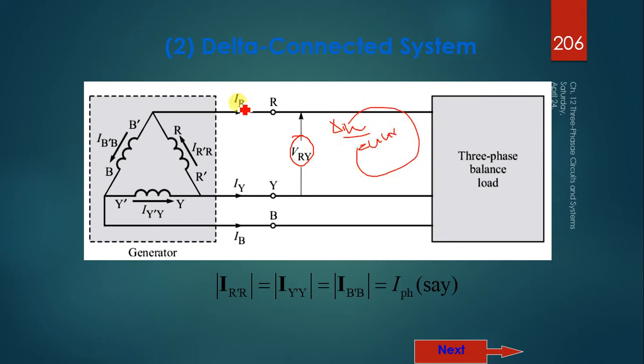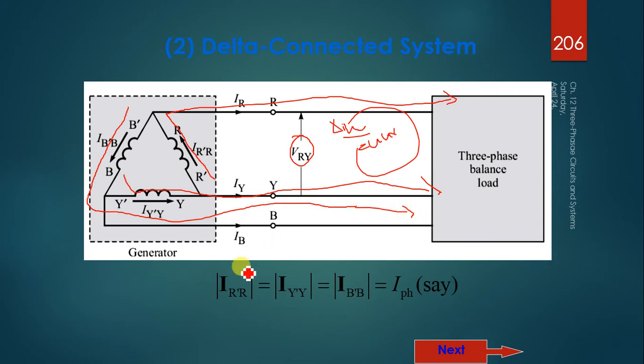The current that is passing through RYB is actually the current that is passing through the coils of the generator. It's a direct current, that is IRR. Whatever current passes through this coil will be given to the load. Similarly, whatever current passes through this coil is given to this particular load. Whatever current passes through the Y coil is given to this particular load. That means all the currents are equal, the phase currents. Currents passing through individual coils are basically phase currents. All currents are equal.